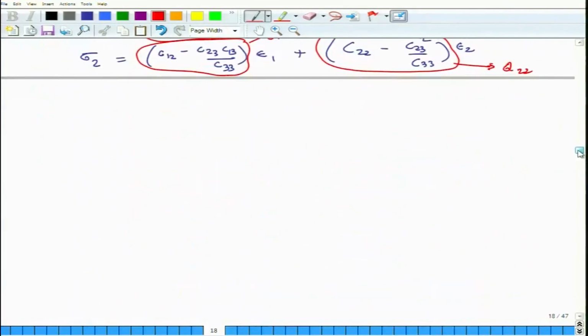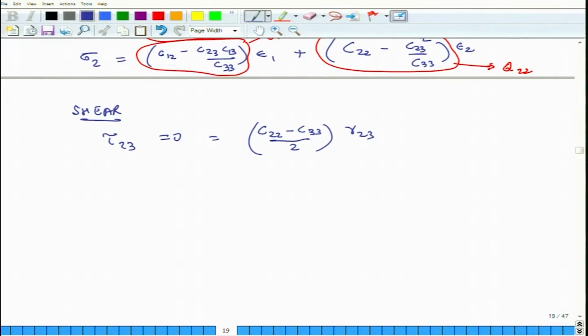Okay. Next, look at shear stresses. For shear it is pretty simple. Tau 2 3 is equal to (C22 minus C33) divided by 2 times gamma 2 3.